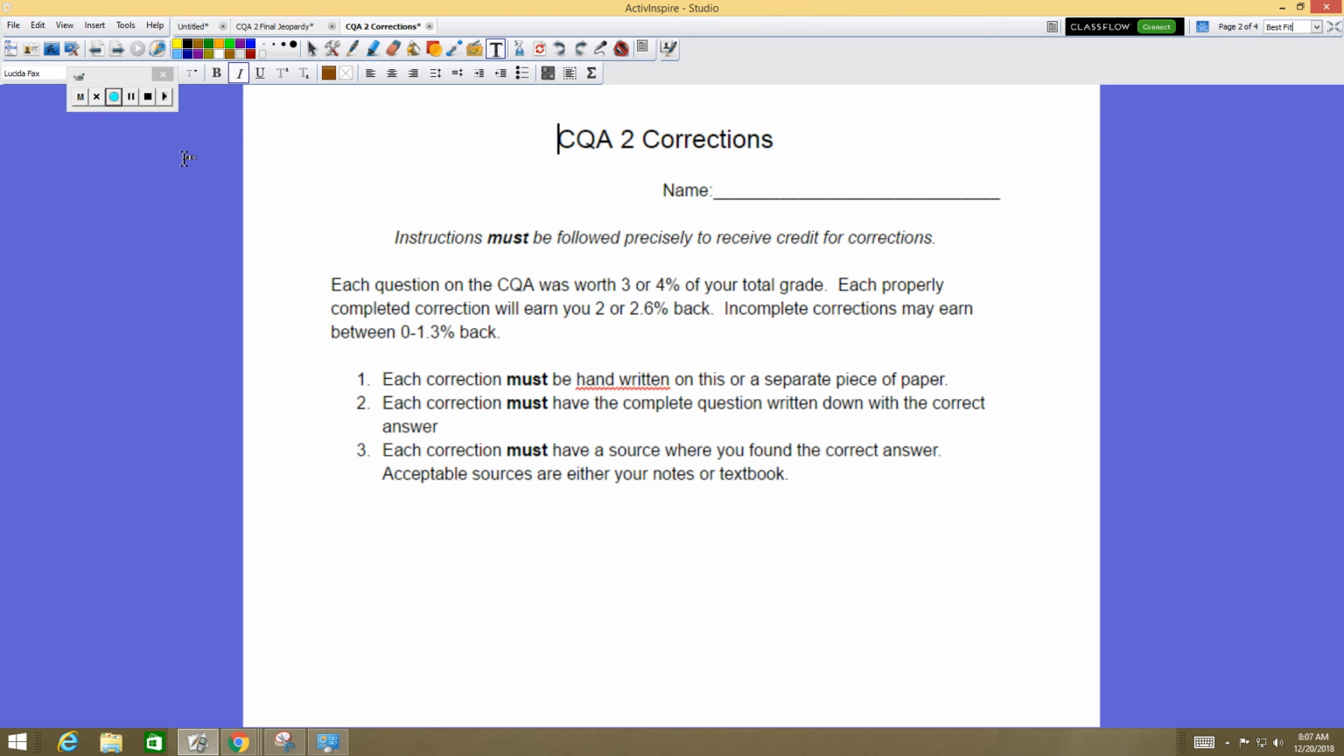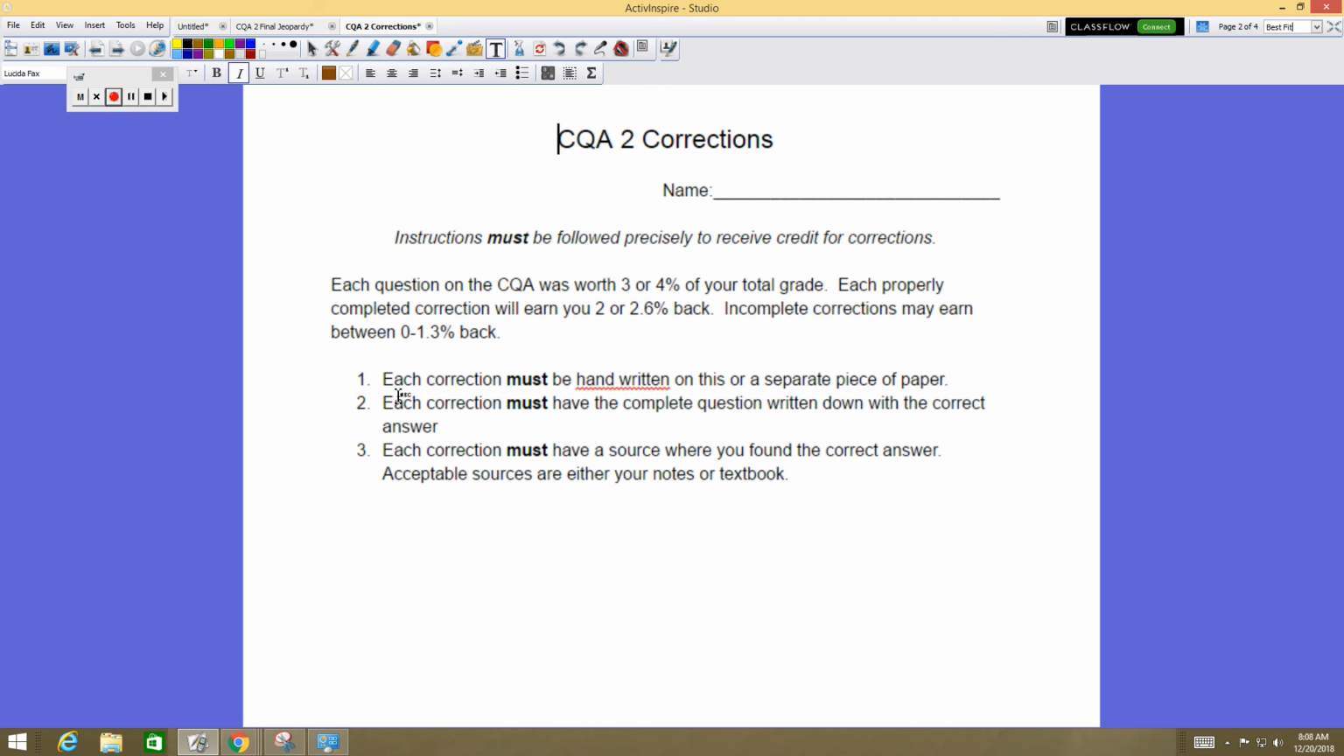So there are 3 things I expect. Number 1, each correction must be handwritten on a piece of paper. You can write it on the instruction paper or a piece of lined notebook paper. I don't care which. Number 2, each correction must have the complete question written down with the correct answer. I recommend restating it and then writing the answer down with it. This forces you to read and think about it and record the answer.